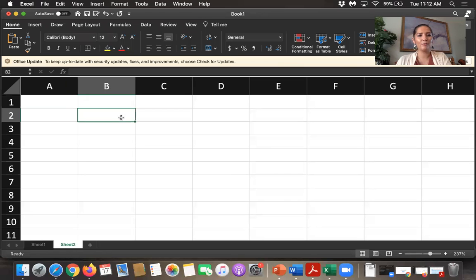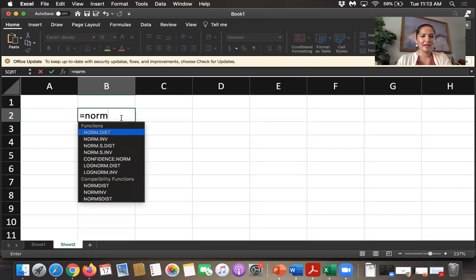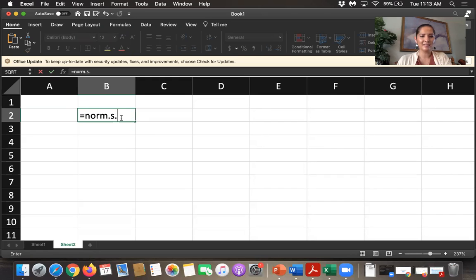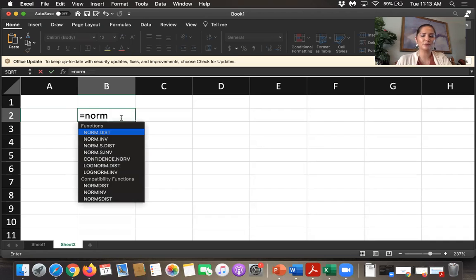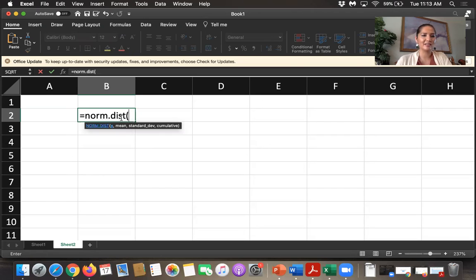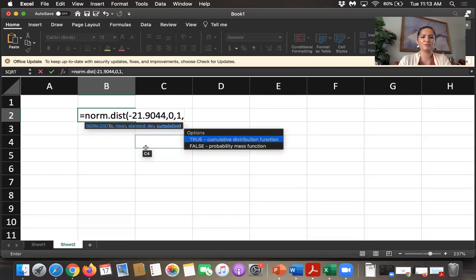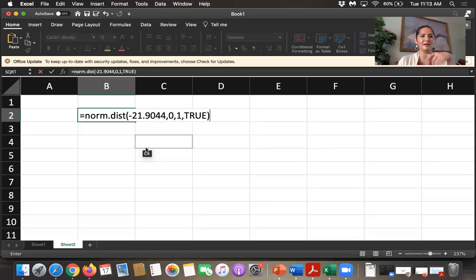If I'm in Excel and I want that p-value, I've got to use the NORM.S.INV function. Oh, actually, no, I don't. Just kidding. That's where they're asking for a probability, and you give them a probability and they give you a z-score. We want to go the other way. So I want the NORM.DIST. That's right. And so we would type negative 21.9044. We said we've got a mean of 0 and a standard deviation of 1. And yes, we want the cumulative area to the left.